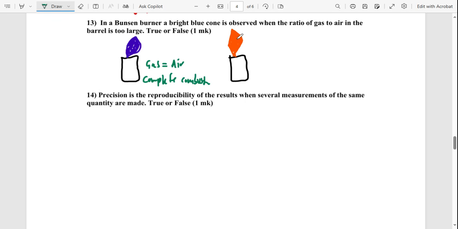But when you see this orangish flame, it means that you have got a lot of gas. Gas is greater than the air. Remember, the air basically contains oxygen. So there is actually incomplete combustion. If there is incomplete combustion, you still have some carbon that is not burning there, and that's the one that will be responsible for the soot.